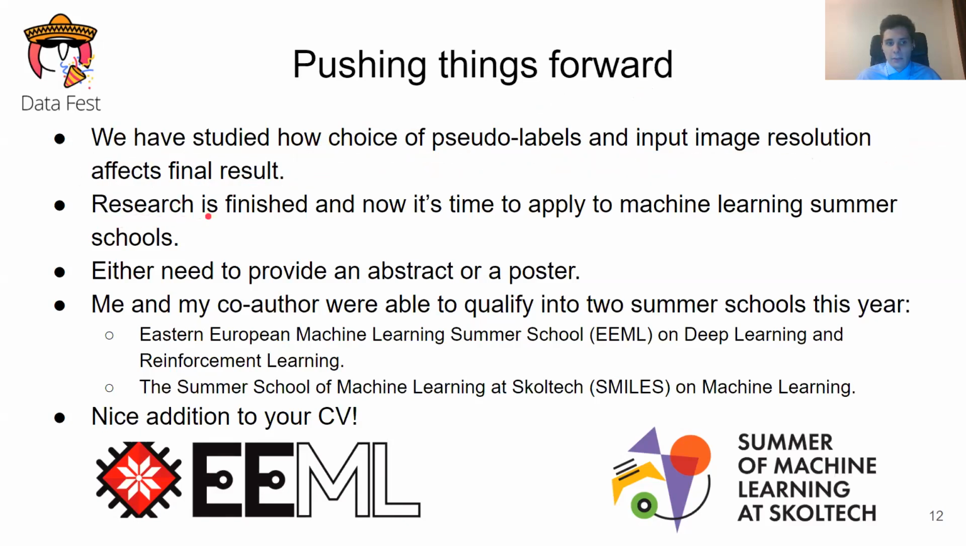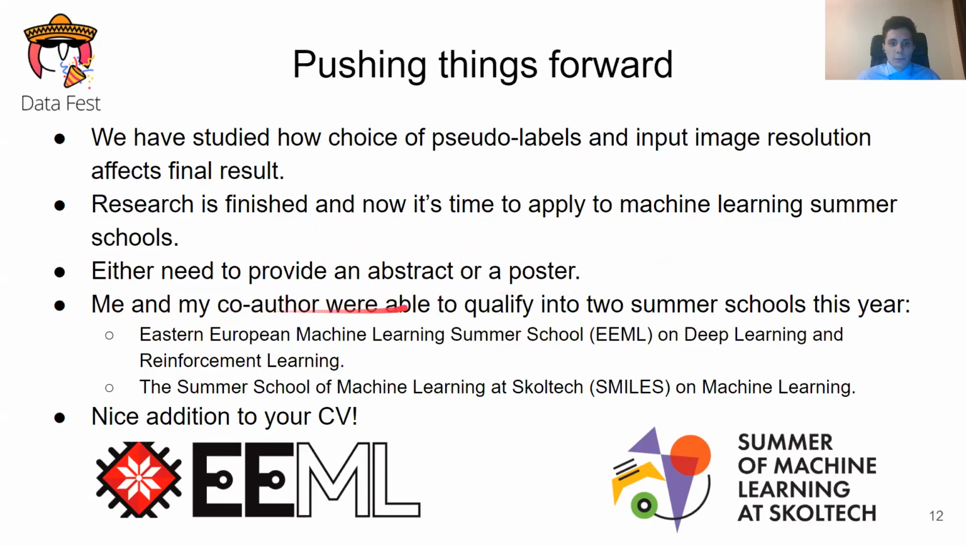And when the research was finished, it was time to apply to a machine learning summer school. A machine learning summer school is basically a 1 to 2 week activity where you watch lectures on different machine learning topics and network with other people. And in order to get into such a school, you need to provide either an abstract or a poster. An abstract is basically a short document that describes the work that you've done. And we'll briefly look at what the poster should look like.